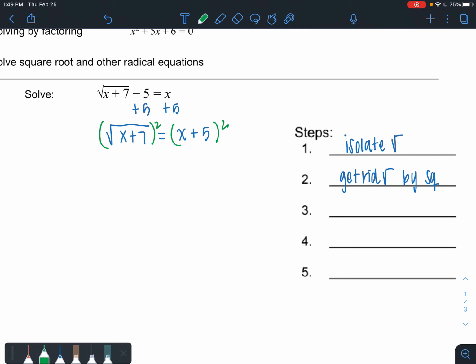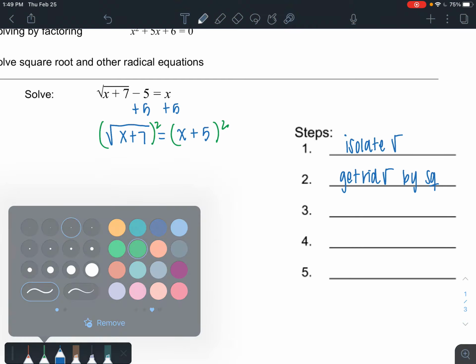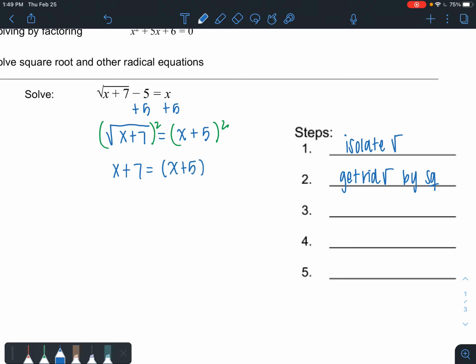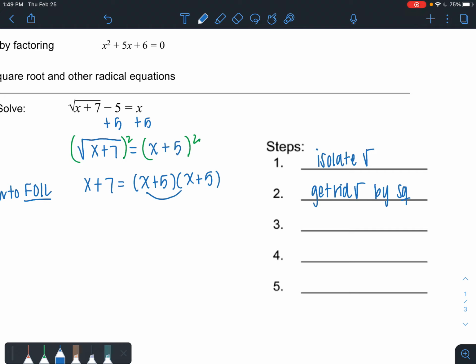So we have x plus 7 equals (x plus 5) squared. That's x plus 5 times x plus 5. This is where I need to know how to FOIL. To FOIL, I multiply x times x plus 5 and get x squared plus 5x. Then take the 5 through, get 5x, and then plus 25. So we FOILed there for that first step.